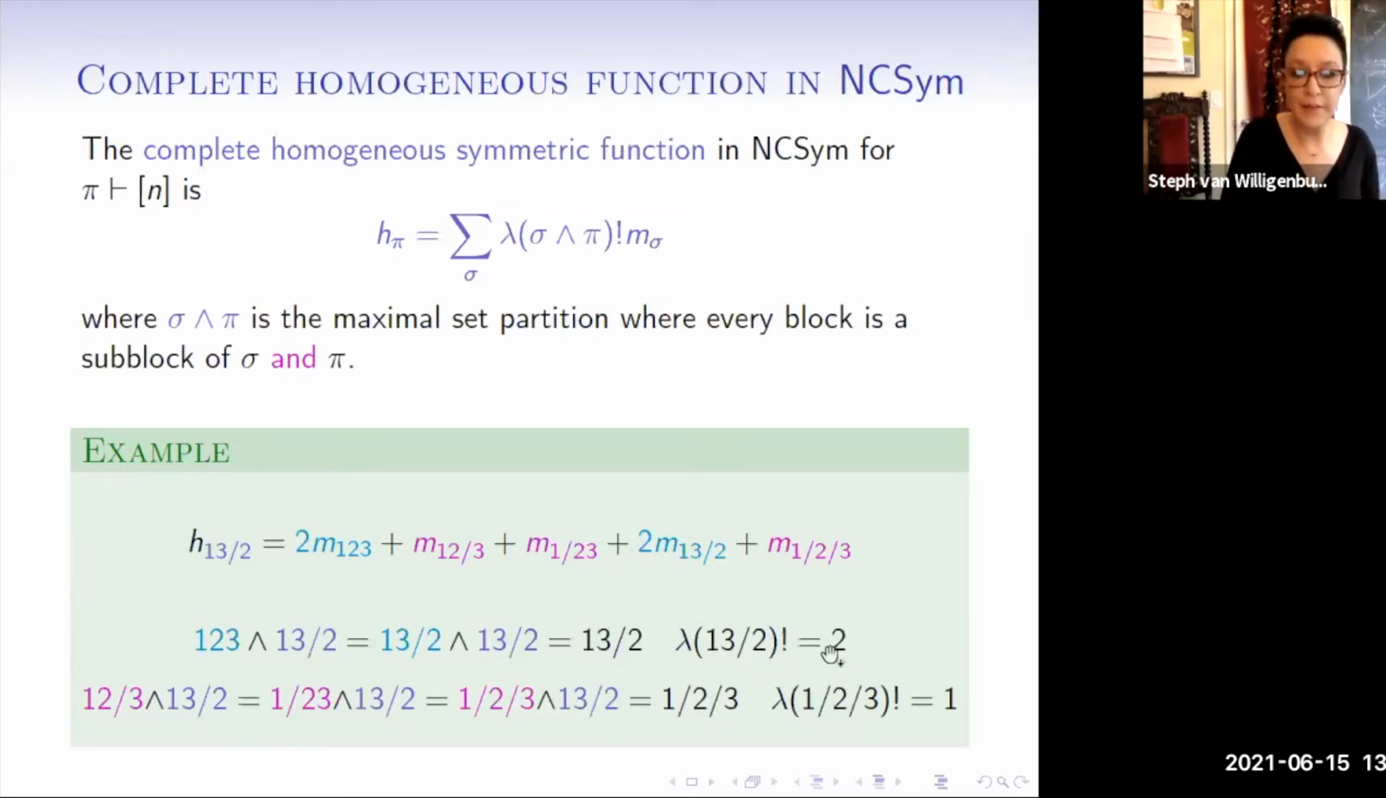And then that's going to give us the coefficient 2, and thusly 2m_{1,2,3}, and 2m_{1,3,2}. Similarly, if we do this with 1, 2, 3, we get 1 factorial times 1 factorial times 1 factorial, giving us a coefficient of 1, m_{1,2,3}. We also get m_{1,2,3}, and 1m_{1,2,3}.